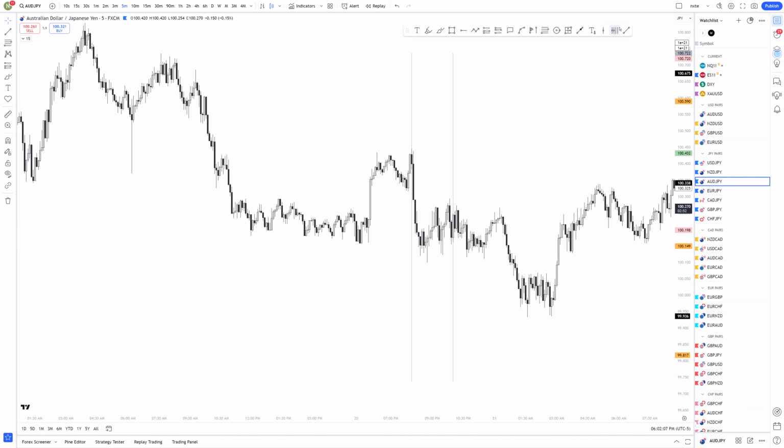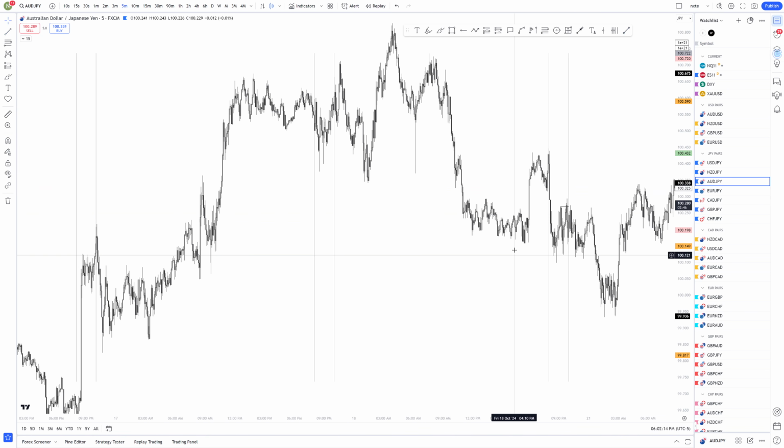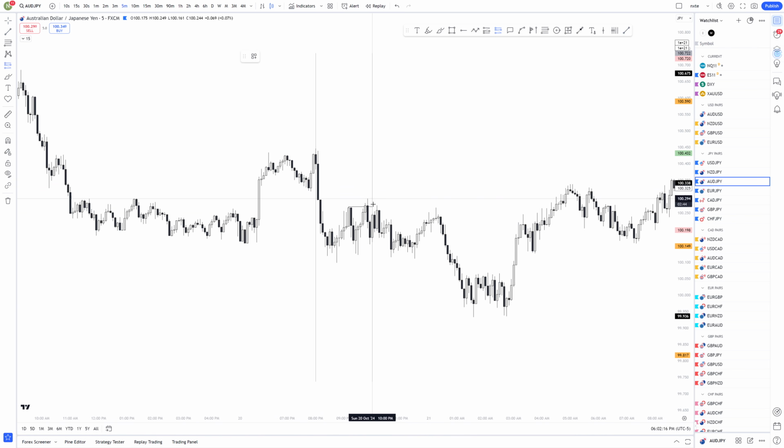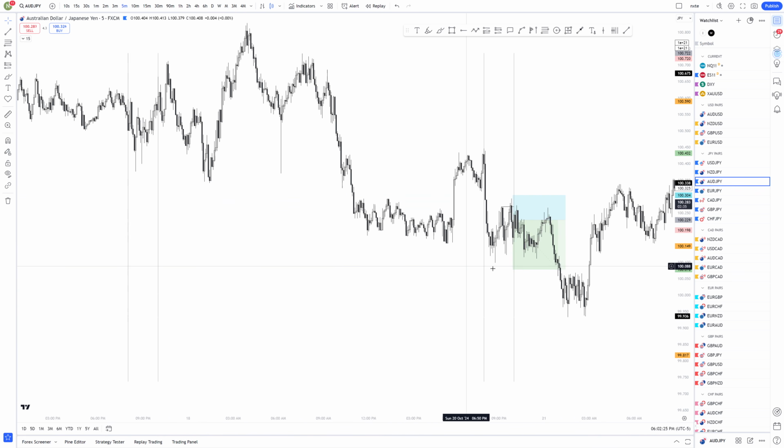What do we have here? We have a sweep, okay? Sweep here in a potential bearish market, and then followed by a fair value gap right there. Stop loss just above the high, accounting for spread. And your TP will be a 2R.